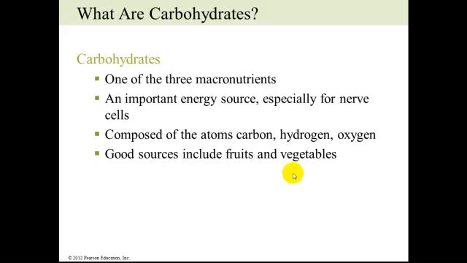The term carbohydrate translates to carbon that has hydrogen attached to it. So what we're going to see here is that the atoms are made of carbon, hydrogen, and oxygen. And these are plant-based for the most part. We're going to see that good sources of carbohydrates are fruits and vegetables.